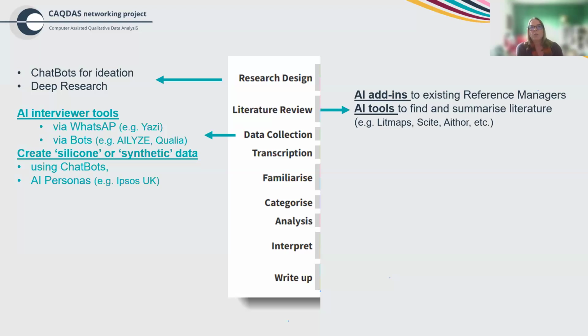There's two things to think about here. One is using AI to help gather data from humans. So we can program an AI bot basically to do an interview or to do focus groups on our behalf. And that can happen via a tool like WhatsApp or via a speaking bot.